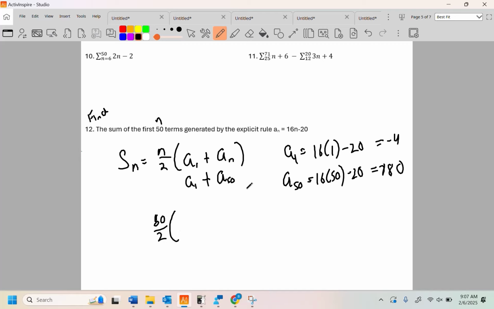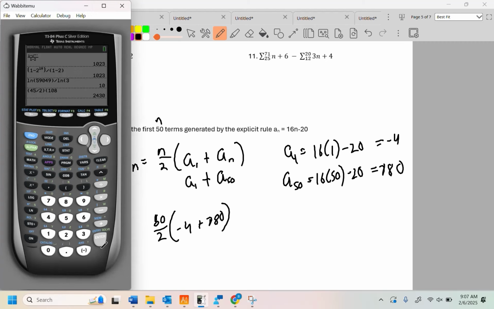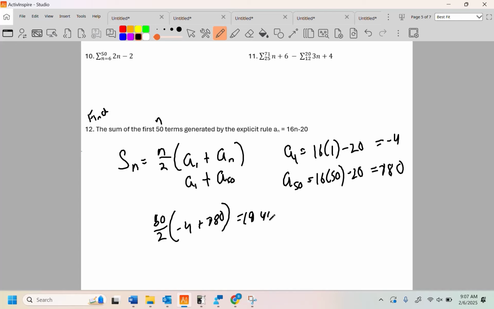So plug in numbers. 50 over 2, negative 4 plus 780. And then you do math, kids. Or you push buttons, whatever. I know that's 25. And I know that's 776. If you don't know that, just push all the buttons. 19,400. And that's number 12.